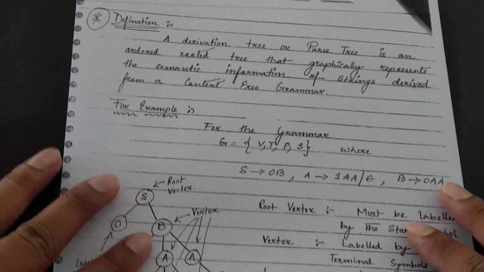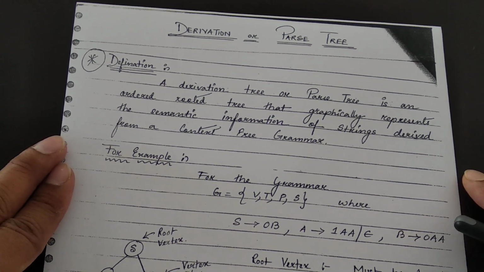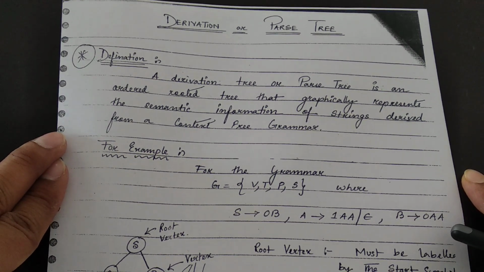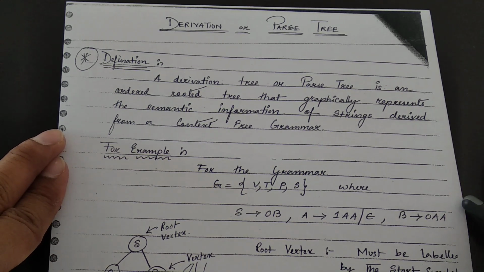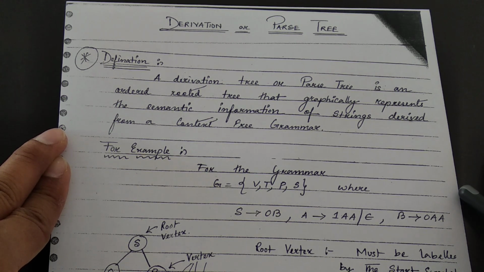Okay, so I'm bringing out a small definition part, but the derivation part I will explain with an example. If you pause the video, you can check the definition: a derivation tree or parse tree is an ordered rooted tree that graphically represents the semantic information of strings derived from a context-free grammar.